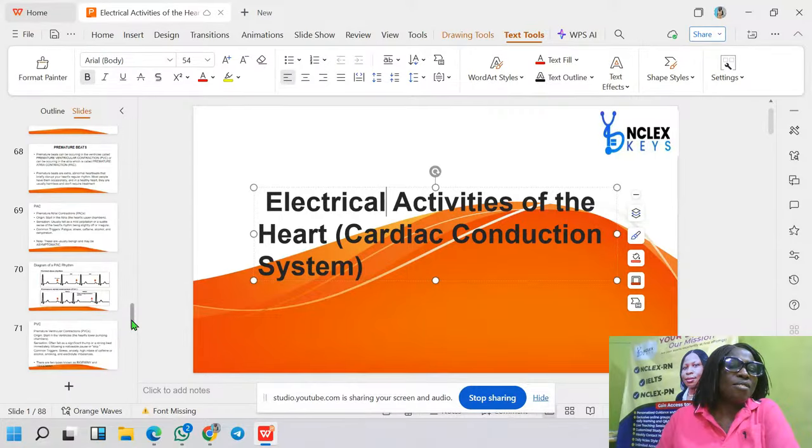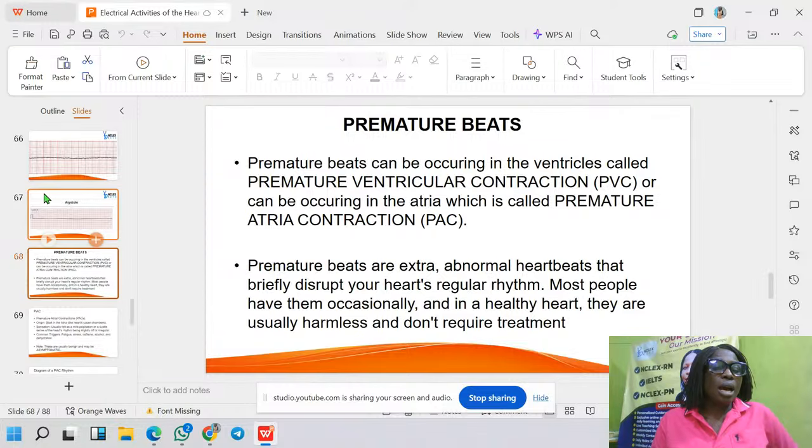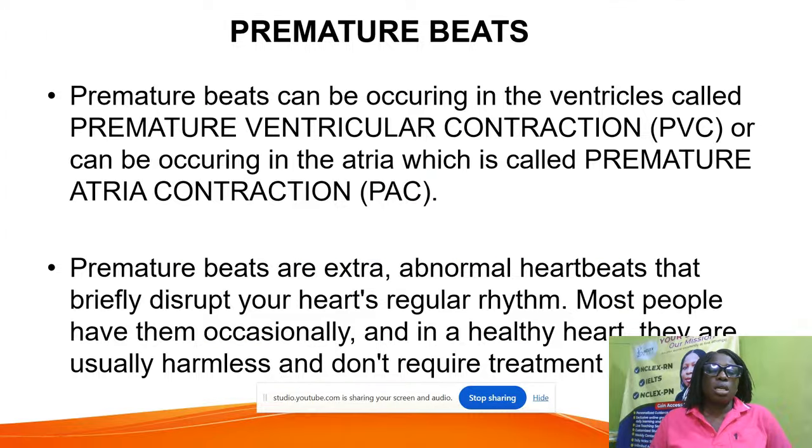Okay, so I believe everybody can see my screen, and this is where we are starting from today. Premature beats. It can occur in the ventricle, like I said. When it occurs in the ventricle, it is called PVC, premature ventricular contraction. And when it occurs in the atria, it will be called premature atrial contraction.